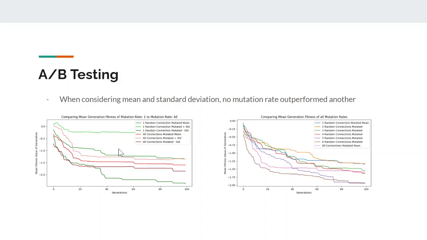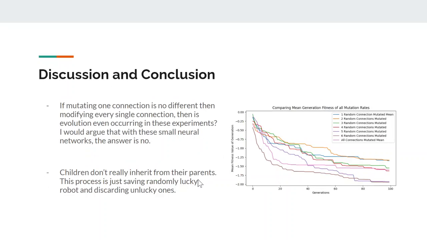We can see that the results aren't actually significantly different from one another, and that we can't say definitively whether one of these rates is better than the other, which means that they're all effectively the same. And so this brings into question, if mutating one connection is no different than mutating every single connection in the robot's brain, then is evolution even occurring in these experiments?